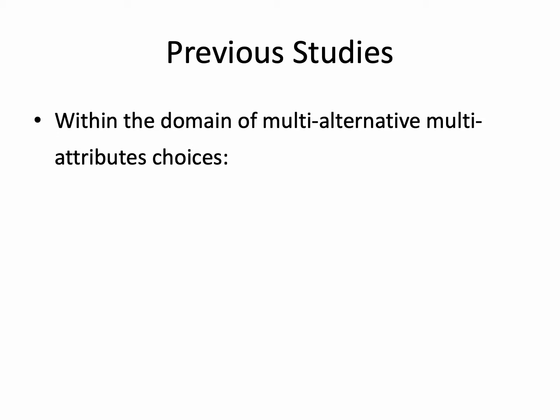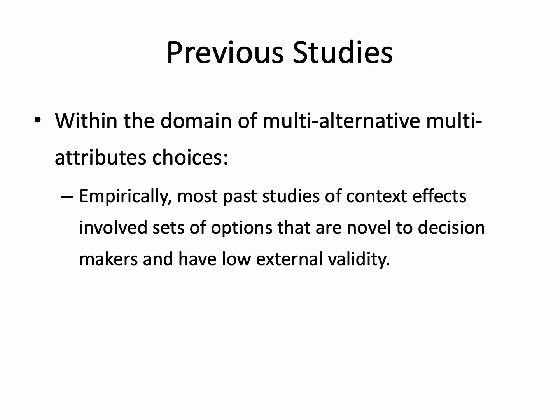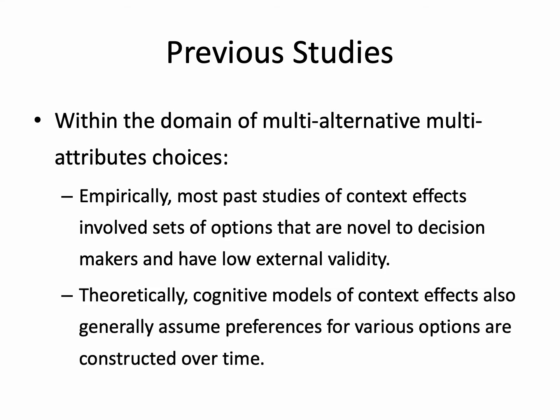Empirically, the sets of options used in past studies tend to stack the deck against inherent preferences. For instance, many studies use options that were novel to decision makers and decision scenarios with low external validity, both of which make it hard for decision makers to access their inherent preferences. Theoretically, many cognitive models of context effects take for granted that preferences for options are constructed over time.